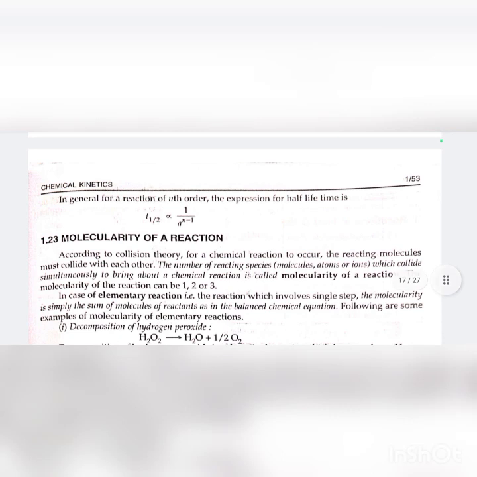In general, for a reaction of nth order, the expression for half-life time is: T half is inversely proportional to 1 by A to the power n minus 1, where A is the initial concentration.